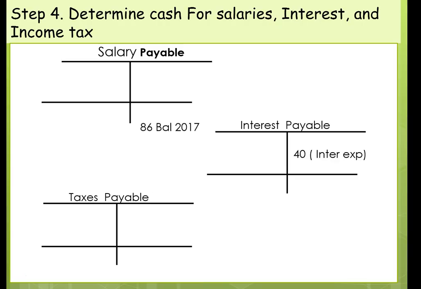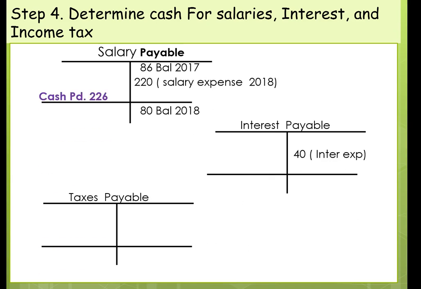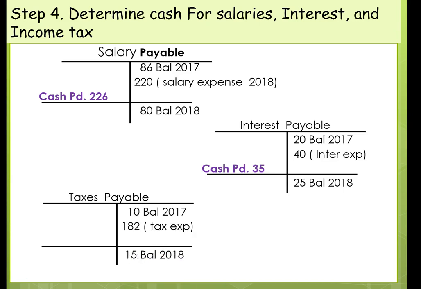So I like to do T accounts. I know I started with 86, ended with 80, had 220, so the difference is that I paid $226 for salary expense. In the case of interest payable, I know that I had $40,000 in interest expense, so $35 was actually paid for interest. And then taxes payable, we started with 10, we ended with 15, we had 182 in expense, so that means we actually paid $177. And now we can finish up our cash flow from operations using the direct method.